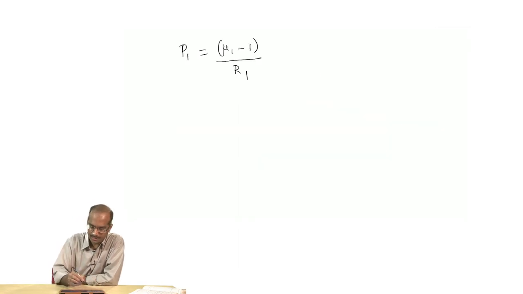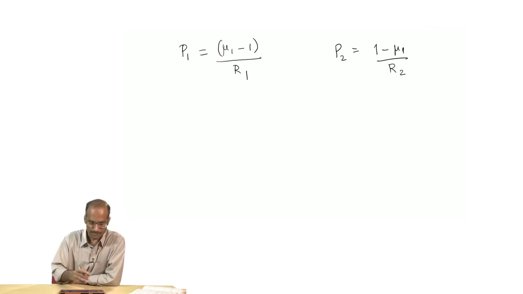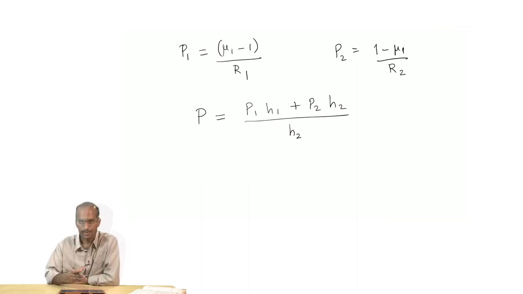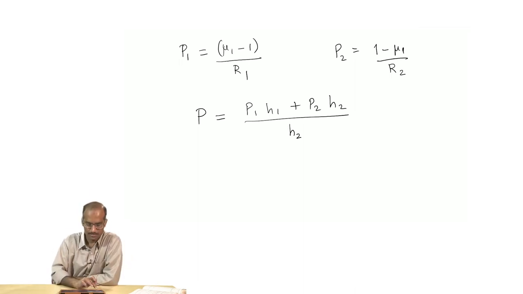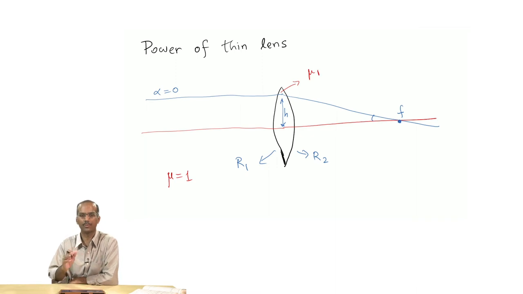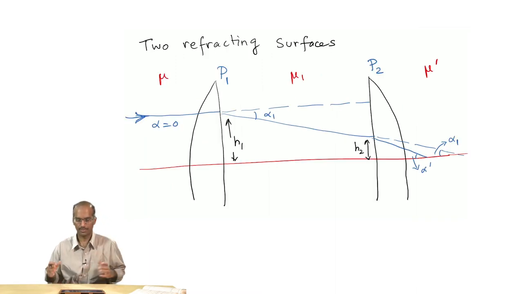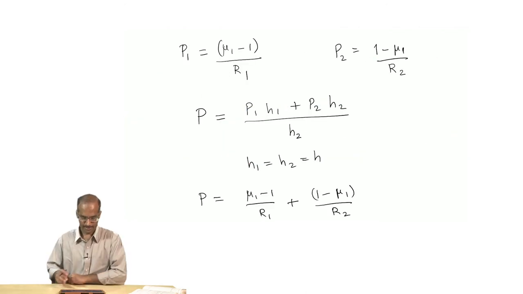And similarly, I can write an expression for power for the second half. Now, the effective power, we already have this formula for effective power. Let me rewrite that. We know what is P1, we know what is P2. The formulas are written there. They are the power corresponding to a plano convex lens. Now, you should note that as far as this lens is concerned, there is only one H. So, remember that this is put together by squashing these two halves. So, H1 and H2 become equal and it is equal to H, and of course, H would cancel out completely.